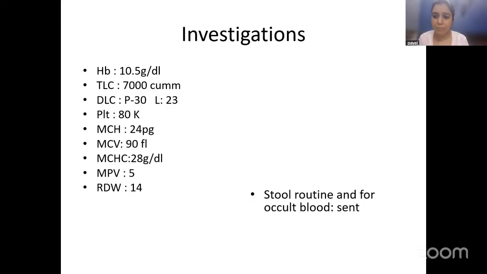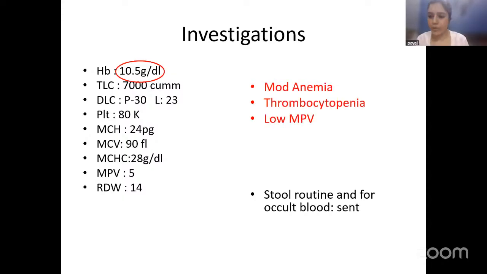Definitely, RGCI patients won't come for skin problem. And what we saw was hemoglobin was 10.5, TLC was 7,000, DLC was okayish, platelet was 80,000, borderline low. The MPV was 5 and RDW was 14. So moderate anemia. Why do I say moderate anemia? For a 9-month-old, actually less than 10 grams becomes severe anemia. So this child had moderate anemia, thrombocytopenia, which was borderline, and a low MPV.